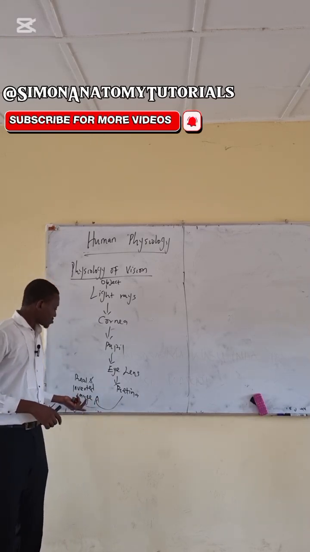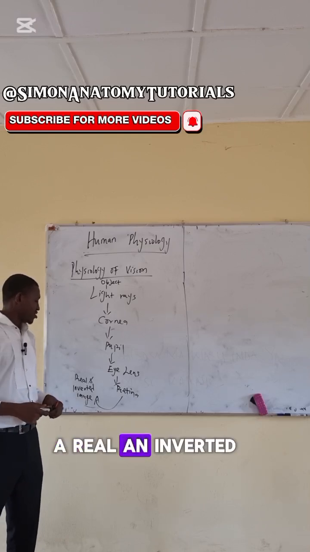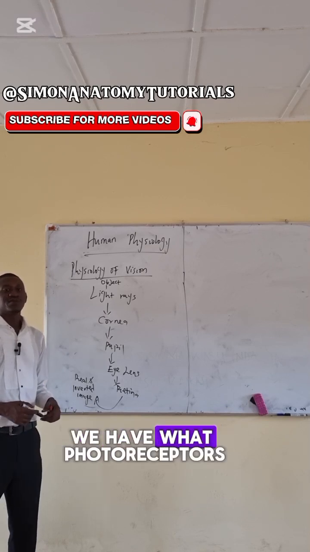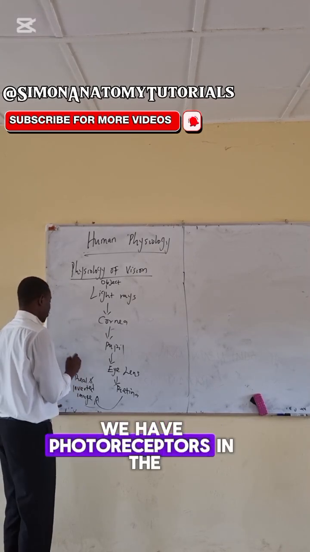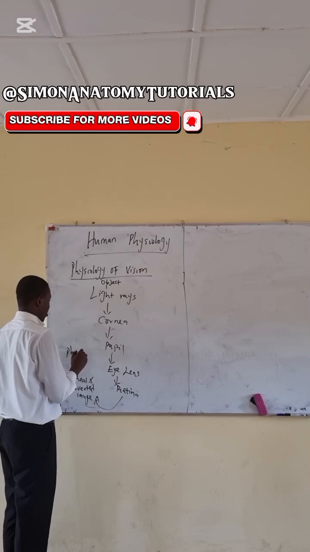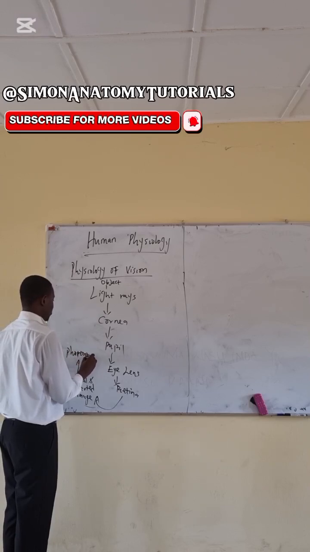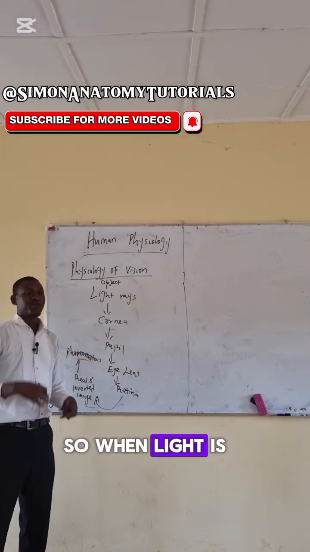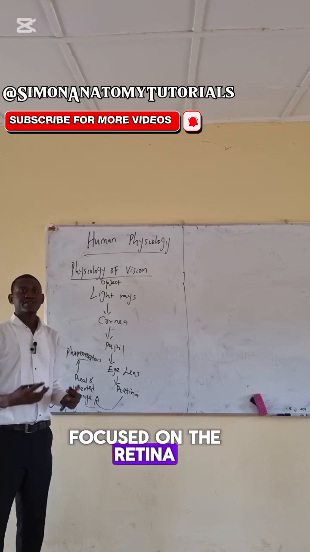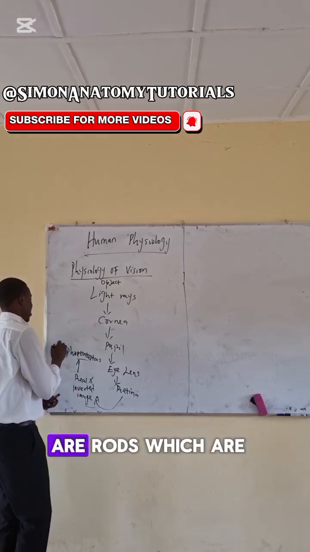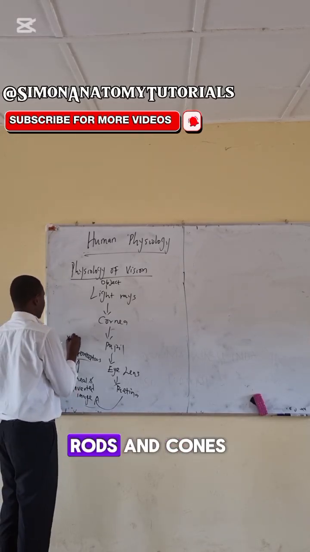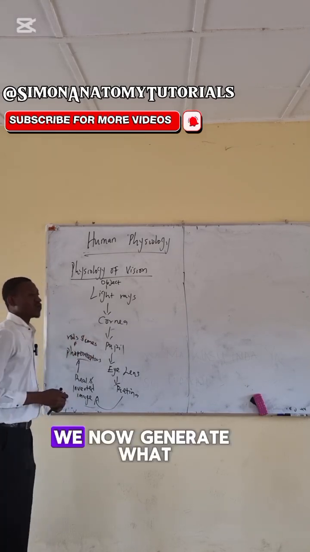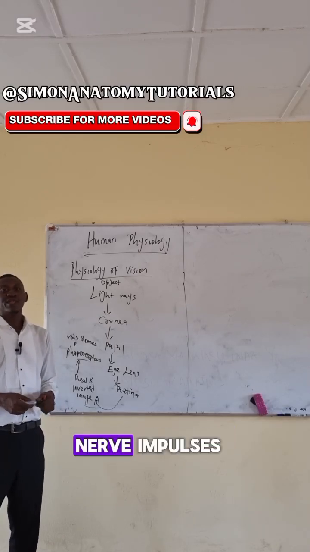So in the retina, an inverted image is formed. Now, within the retina, we have what? Photoreceptors. We have photoreceptors in the retina. So when light ray is focused on the retina, these photoreceptors, which are rods and cones, will now generate what? Nerve impulses.